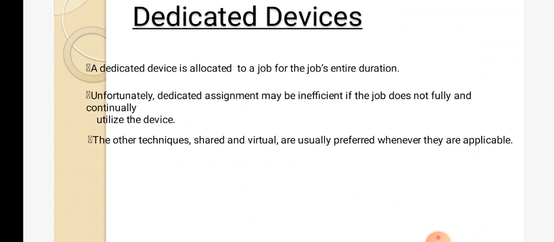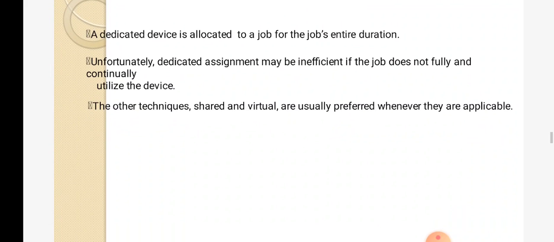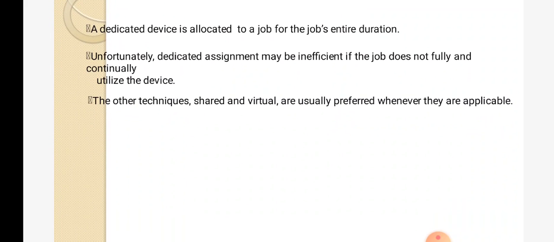Unfortunately, dedicated assignment may be insufficient if the job does not use the device fully and continually. A dedicated device is assigned to one job, so the job must keep the device busy. The job must utilize the device to some percentage. Dedicated device means the service offered by one device is consumed by only one job at a time. The other two techniques are shared and virtual.